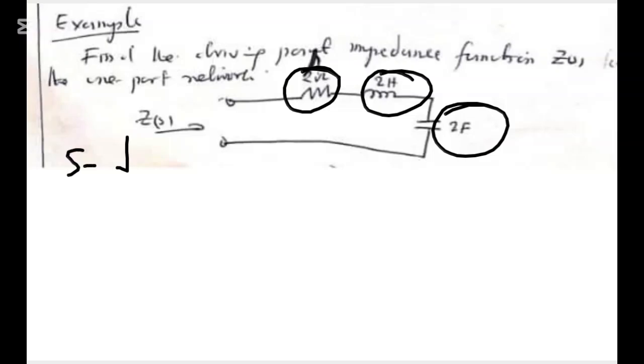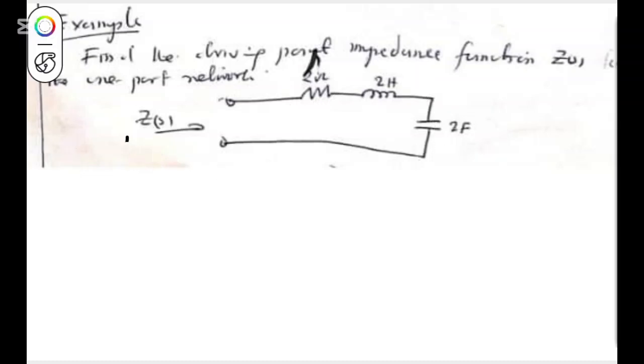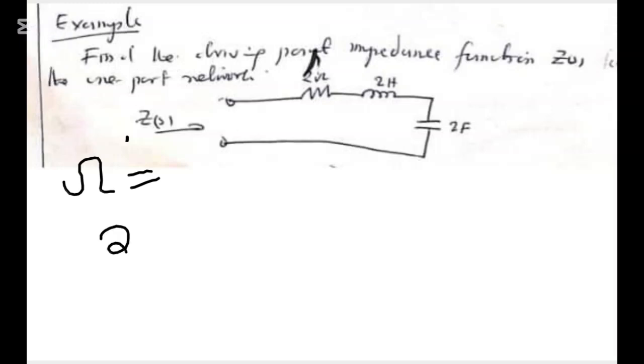So how can we convert this network into S domain? To convert any network to S domain, resistance, which is in ohm, is always just that resistance. Suppose I have a 2 ohm resistance here, to convert it to S domain, it will become only 2.